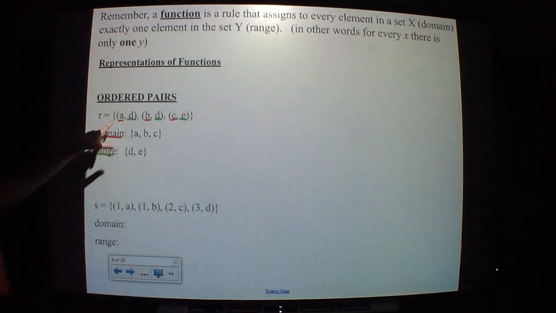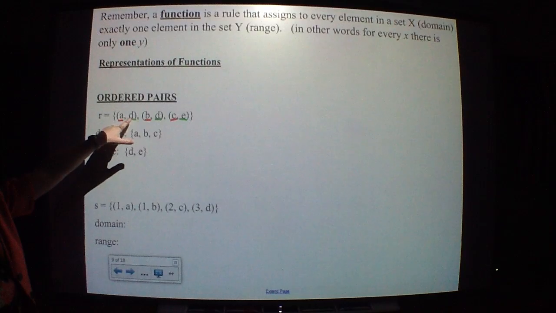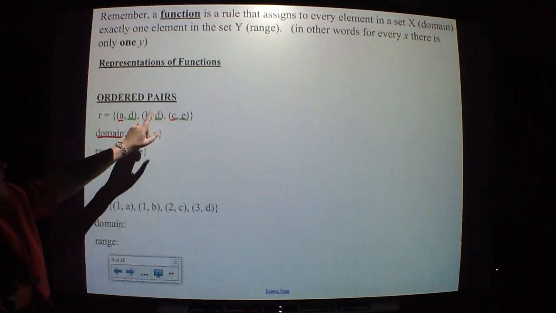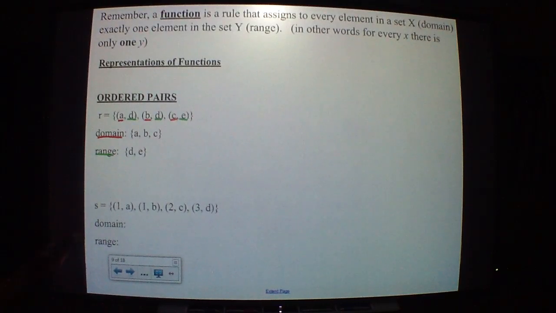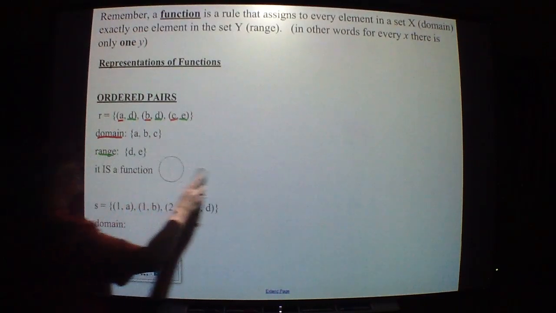And for A, there's only one assigned to it, it's a D. For B, the only thing assigned to it is D, and C, the only thing assigned to it is E. So this is a function.